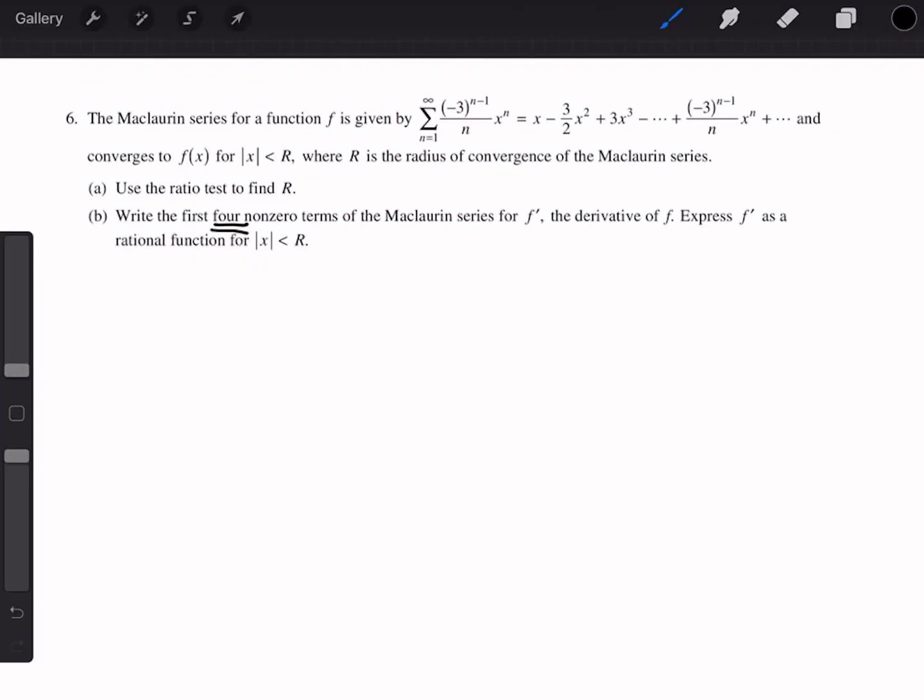The first four non-zero terms of the Maclaurin series for f prime, the derivative of f. Express f prime as a rational function for absolute value x less than R. So, there are two parts to this question. When solving riddles by your boss's arch nemesis, make sure to always read the full riddle.